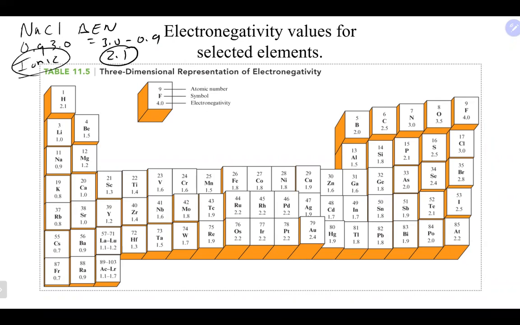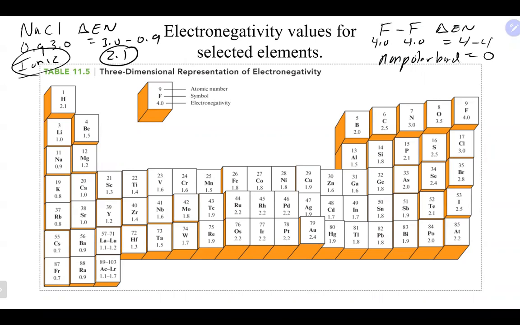Once again, truly, you don't need the numbers. As soon as you see it's a metal and non-metal, it should be ionic. So you don't really need it. If we look at F2, for example, that we did earlier, F is 4 and F is 4, which means the difference in electronegativity would be 4 minus 4, which is 0. And that definitely would be a nonpolar bond. Equal sharing of electrons would occur.